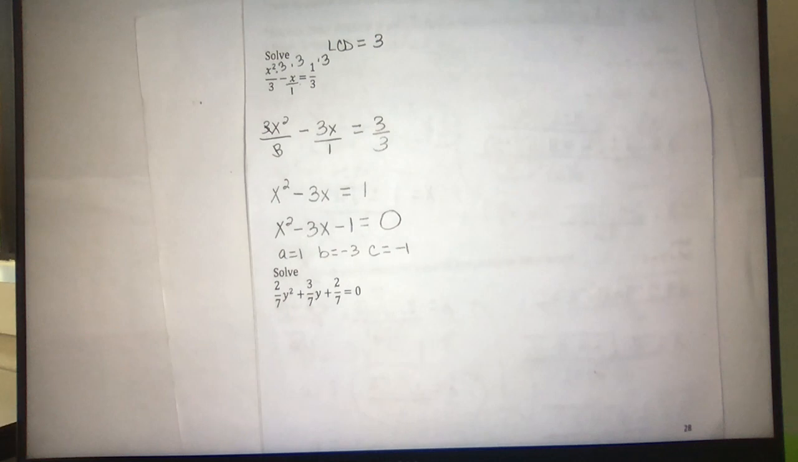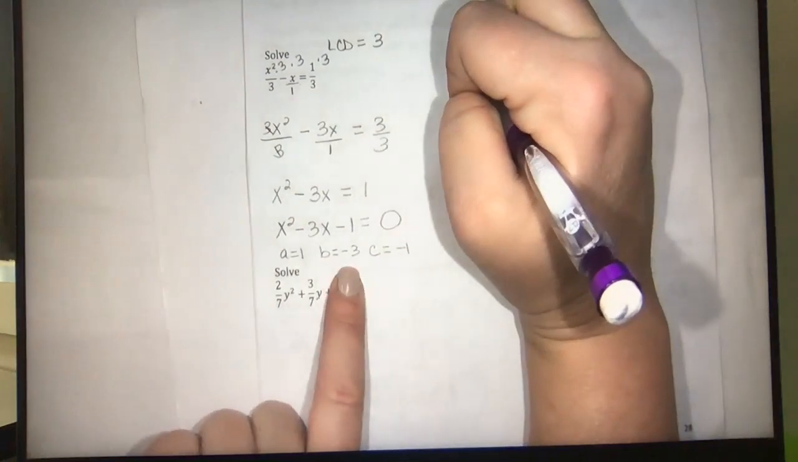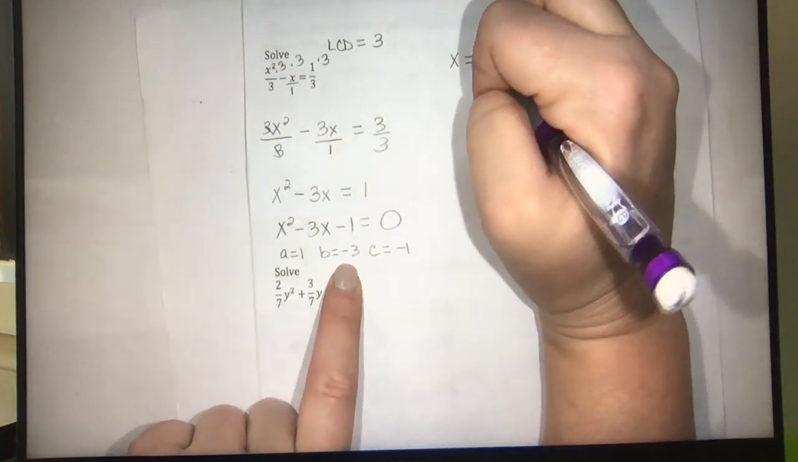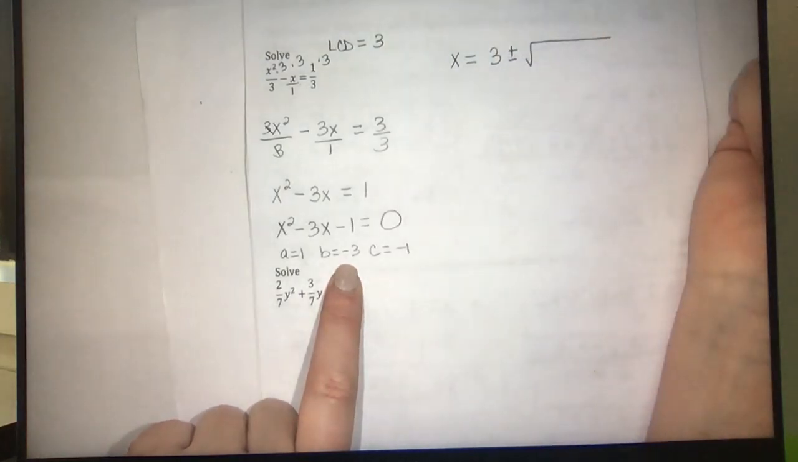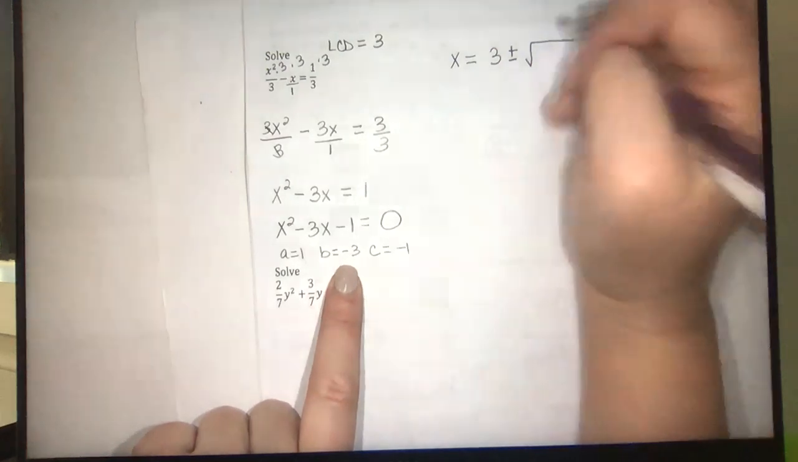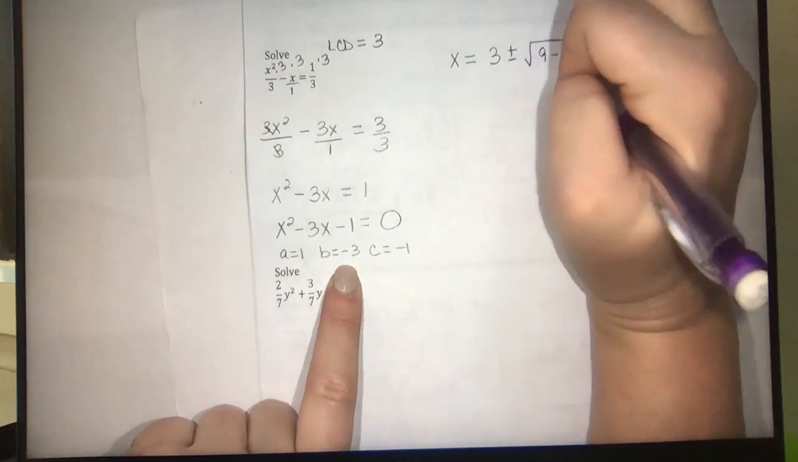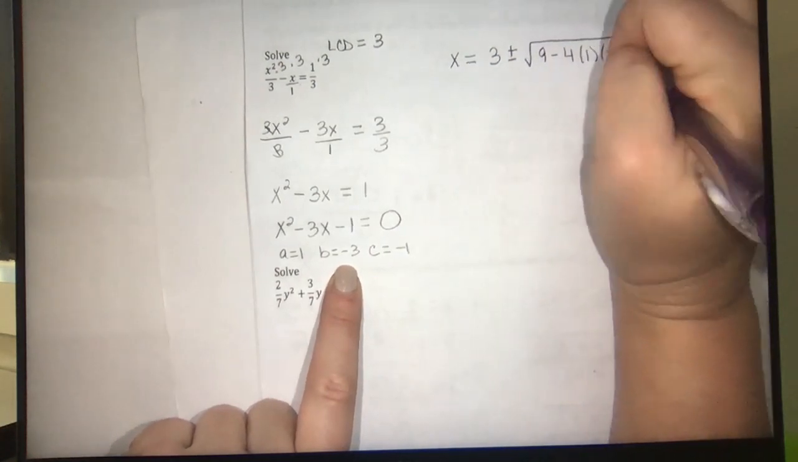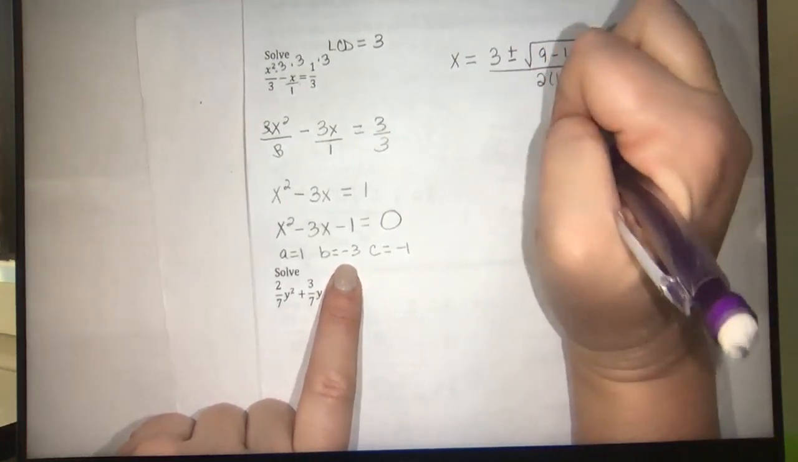Now I'm going to plug them in. So x equals opposite of B. My B is -3, so I'm going to just write 3 plus or minus the radical of -3 squared, nice little positive 9, minus the number 4, A times C, all over 2 times A.